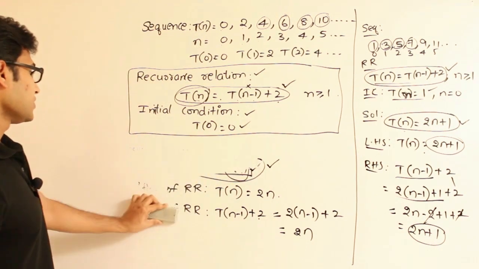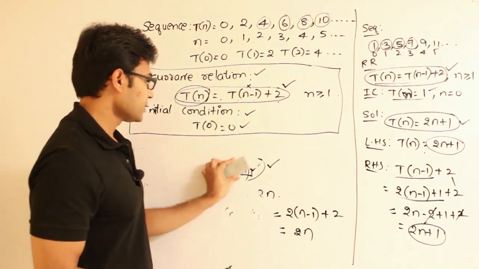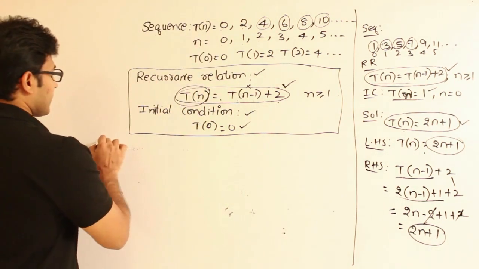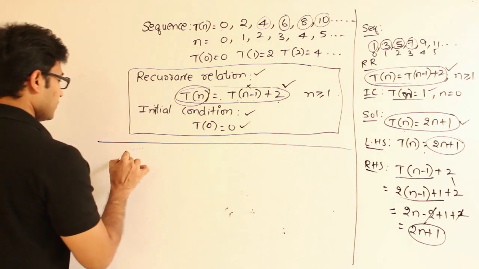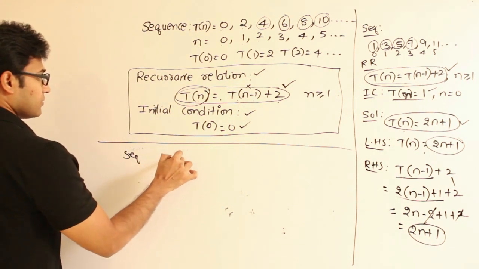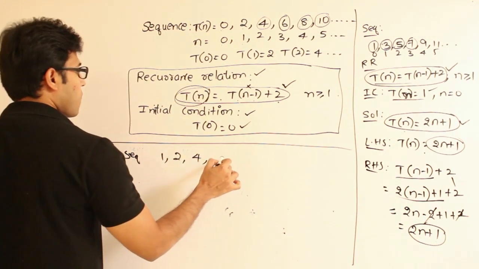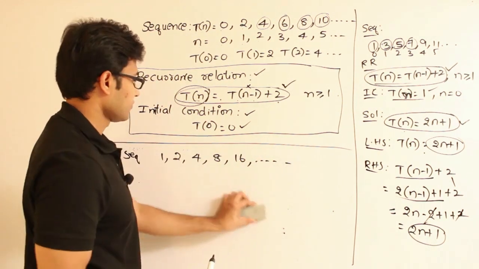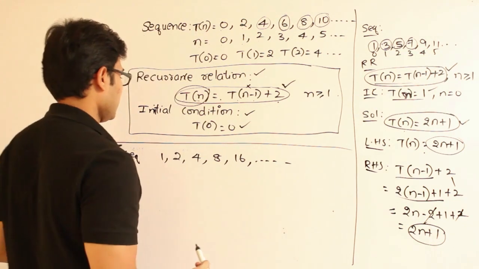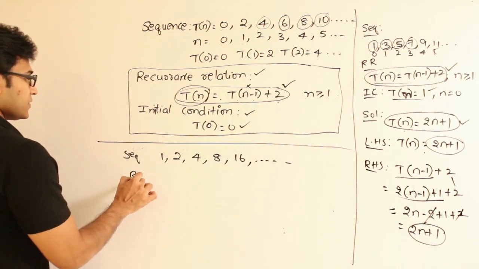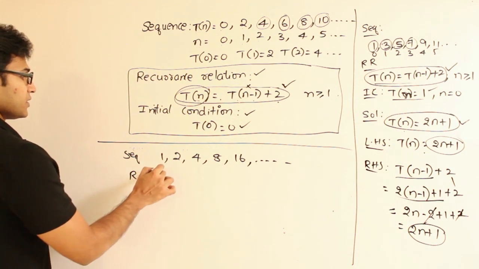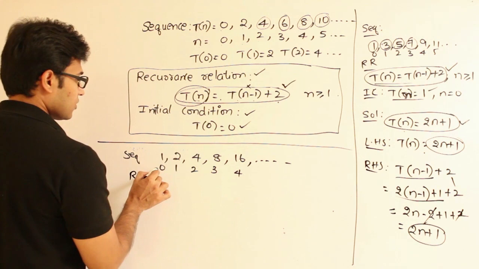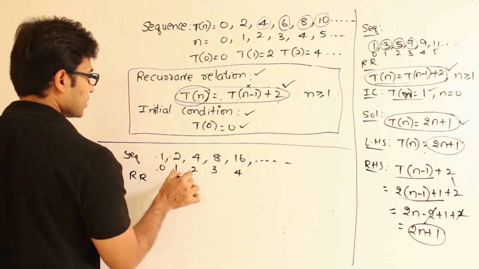Now let us see one more example. Let us define a sequence like this: 1, 2, 4, 8, 16, and so on. Alright? And what about the recurrence relation for this one? If you consider that this is the 0th term, first term, second term, third term, fourth term, which means T of 0 equals 1, T of 1 equals 2, T of 2 equals 4.